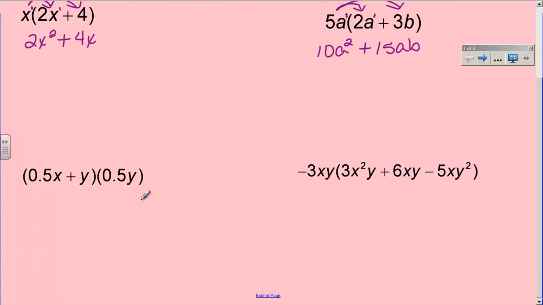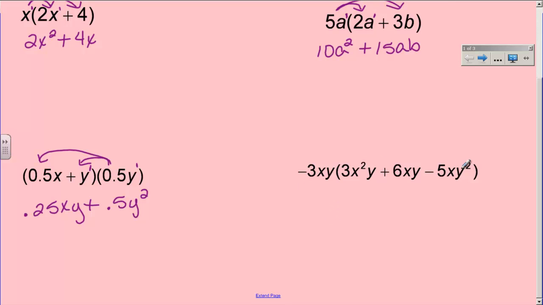This next problem is written backwards. The thing you're going to distribute is to the right instead of on the left-hand side, but you're still going to distribute just like you have been. So I'm going to have to do 0.5y times 0.5x. Well, 0.5 times 0.5 is 0.25, and then x times y is xy, plus, then you have to distribute to here. So you have 0.5y times y gives you 0.5y squared, because you added the 2 invisible ones.